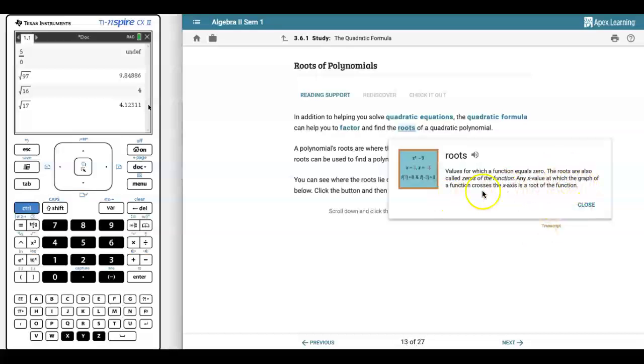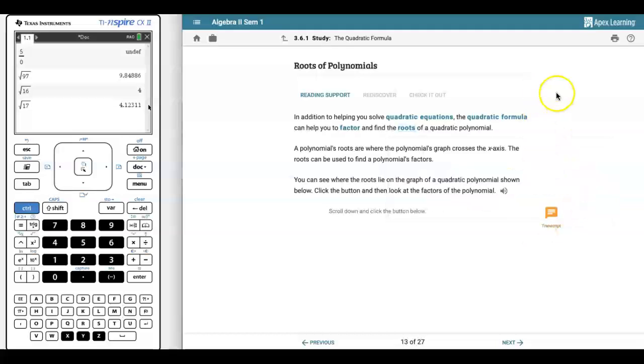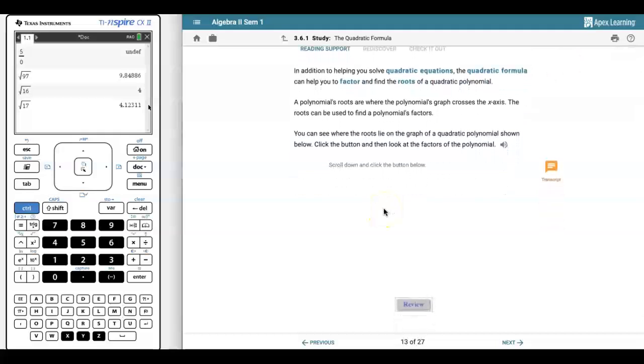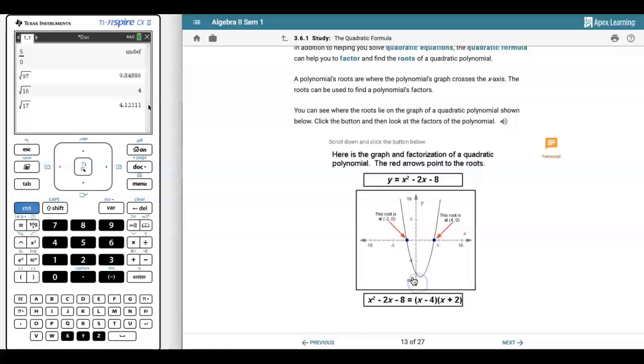But it's where the graph crosses the x-axis. So in our graph here, it's where it crosses the x-axis, or our x-intercepts. Now, if a polynomial's roots, again, it's where it crosses the x-axis, known as the x-intercept. And you can see on this graph here, it's got two x-intercepts, or two roots. So if we look at the graph, this is the equation, and this is what the graph is going to look like. I've got a root at -2, 0, and I got a root at 4, 0.